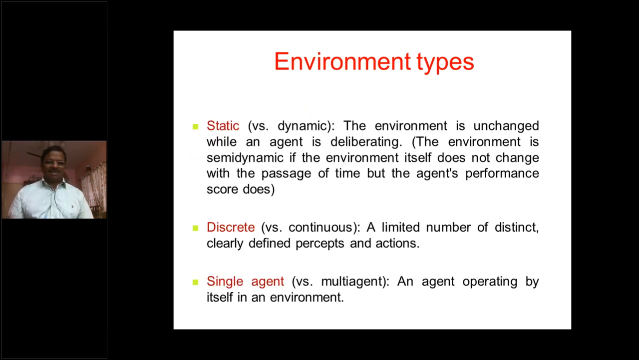Static, discrete, single agent. If the environment is unchanged while an agent is deliberating its work, it is called a static environment. Then discrete: a limited number of distinct, clearly defined percepts and actions, not a continuous range of values. A single agent is an agent operating by itself in an environment.